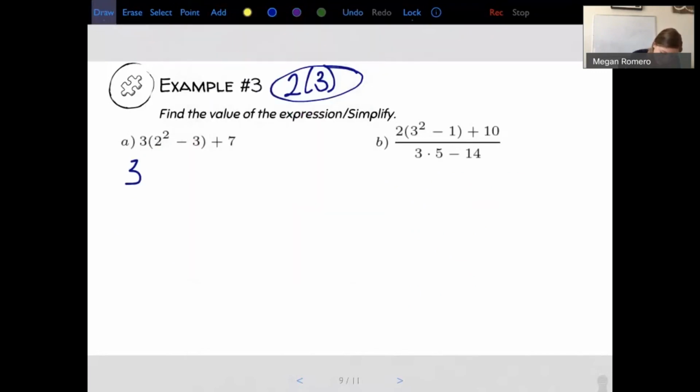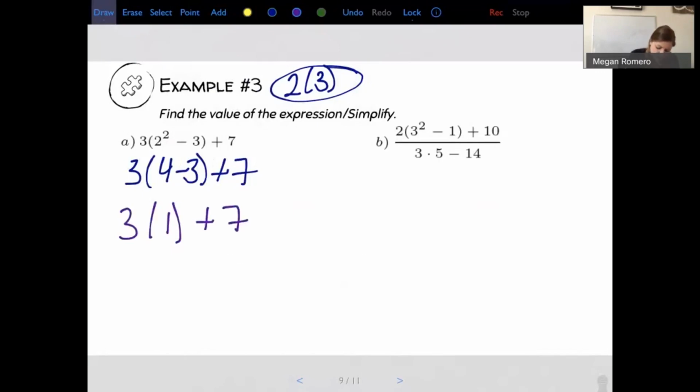So we have 3. Inside of our group, we take care of the exponents. 2 squared is 4 minus 3. Keep the parentheses there until you've simplified it completely. Next, we have 3. 4 minus 3 is 1. So now we have multiplication, plus 7. 3 times 1 is 3, plus 7, and so we're left with positive 10.